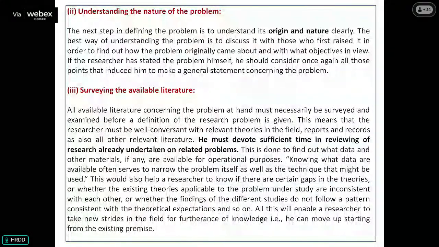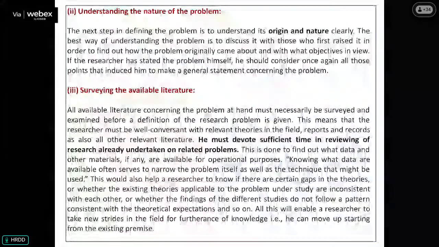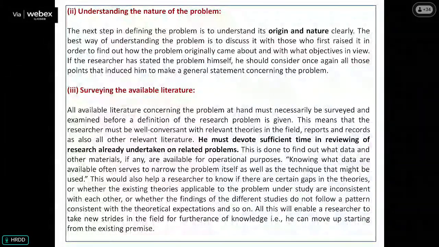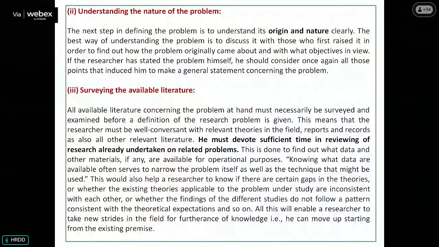The next step in defining the problem is to understand its origin and nature clearly. The best way of understanding a problem is to discuss it with those who first raised it, in order to find out how the problem originally came about and with what objectives in view.